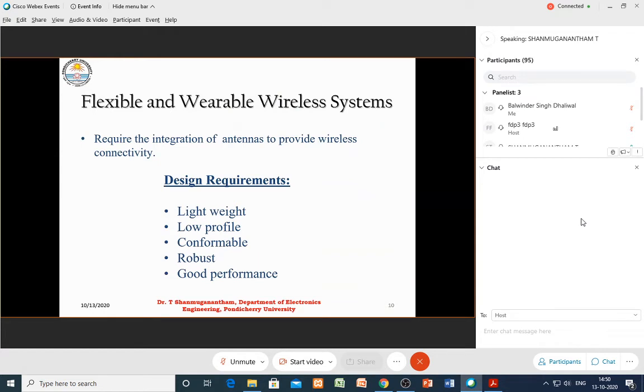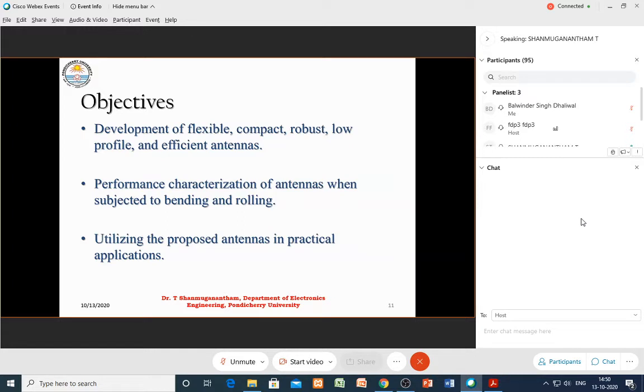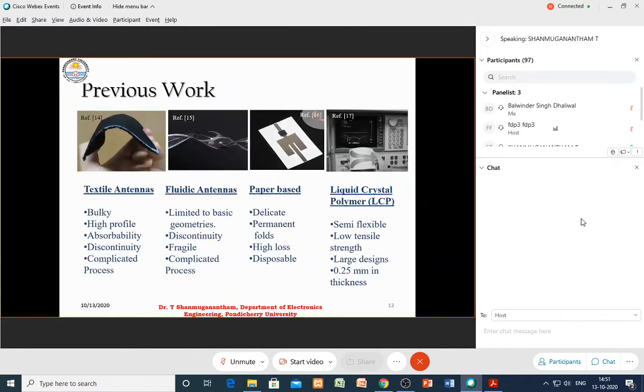And see what the design requirements are for flexible wearable antennas. Particularly, antennas are required to be lightweight, low profile, conformable, and robust, and the performance should also be good. So the objective here is to develop flexible, compact, robust, low profile, efficient antennas, with performance characterization of the antennas under bending as well as rolling, and finally to make them useful for practical applications.